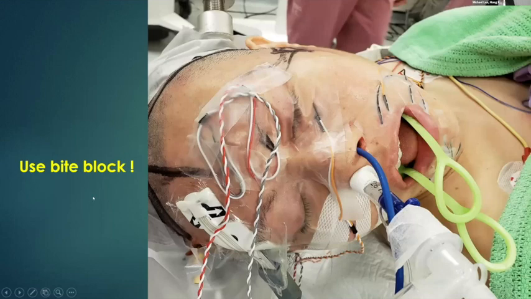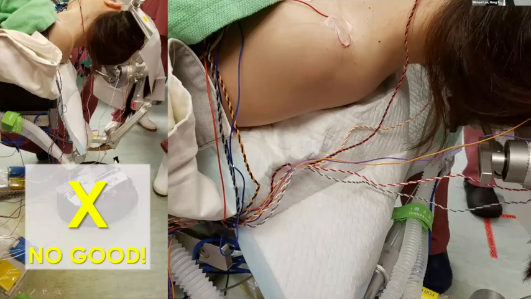For motor evoked potential, it will cause a tongue bite. So usually we will insert two bite blocks to avoid the patient injuring his tongue. Okay, so this is no good. Why? Because the wires are hanging everywhere, and this may catch some interference noise. The better practice is to organize your wires nicely and try to make it good looking and tidy. Then you will have less noise interference.